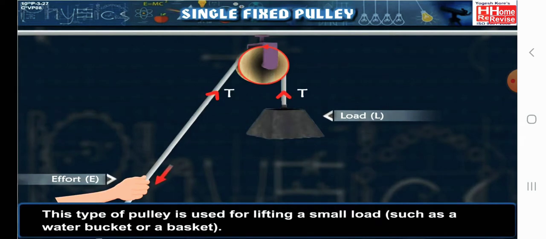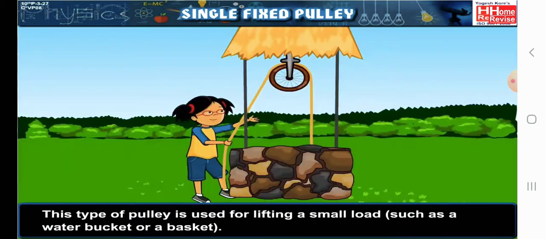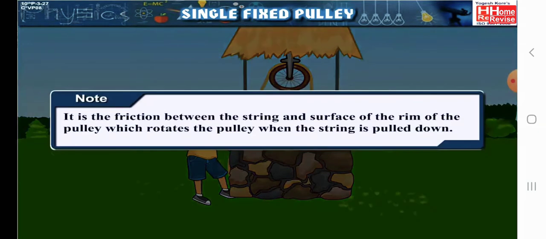This type of pulley is used for lifting a small load such as a water bucket or a basket. Note, it is the friction between the string and the surface of the rim of the pulley which rotates the pulley when the string is pulled down.